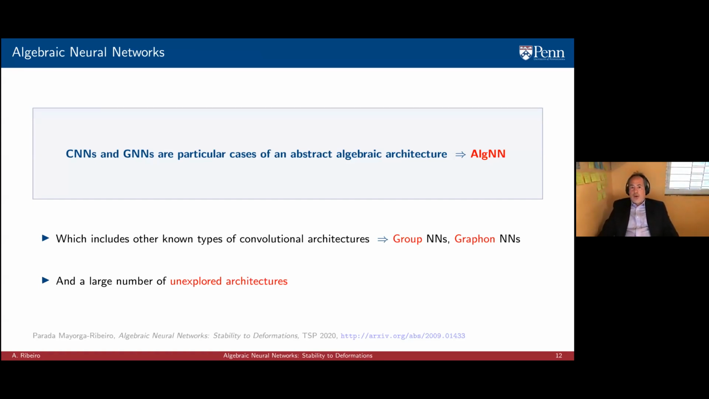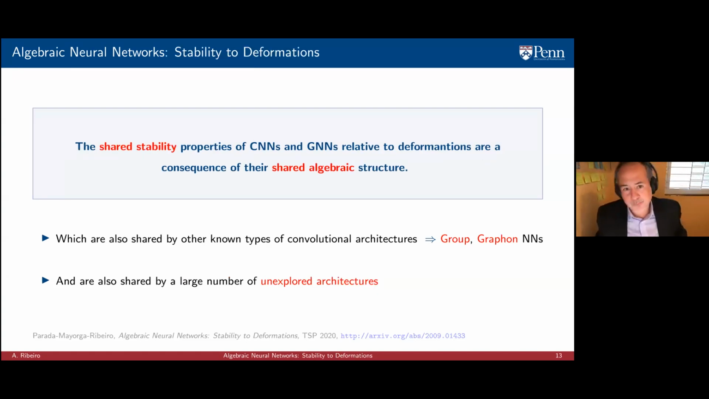Now, what is the idea of algebraic neural networks? Well, the idea is to build a level of abstraction on top of CNNs and GNNs. In particular, the purpose of this talk is to present to you an architecture, which is an algebraic neural network, out of which both CNNs and GNNs can be derived as particular cases. It's not only those, but there are a large number of other convolutional architectures like group neural networks or graphon neural networks. You can Google about them. And there is a large number of unexplored architectures that would fall within that category. So the idea is to have these two, which are pretty important, as particular cases, but to be more encompassing than that.